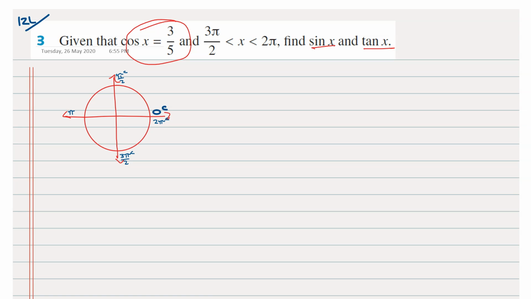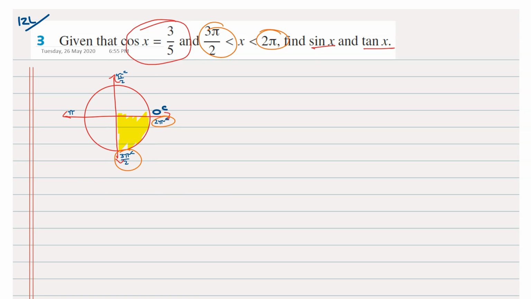What this question tells me is that we're between 3 pi on 2 and 2 pi. So 3 pi on 2 is down here and 2 pi is over here. What this suggests is that we're only in quadrant 4 of the unit circle.